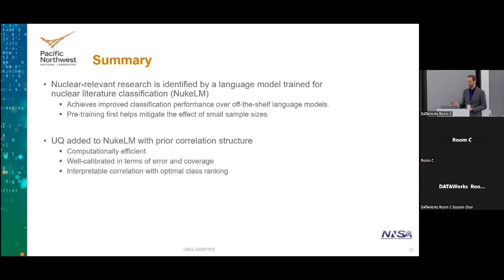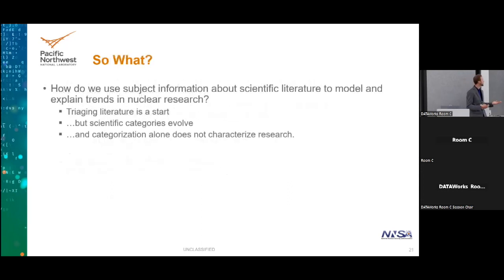Okay, and I think I have a few more minutes. So the question is then, so what? It's great that you can classify articles, whether in buckets of nuclear research or not, or various forms of nuclear research. How does this actually aid the problem of nonproliferation? Triaging the literature is basically the start, but scientific categories evolve, and then we might start to run into the out of distribution problem. And categorization alone does not characterize research.